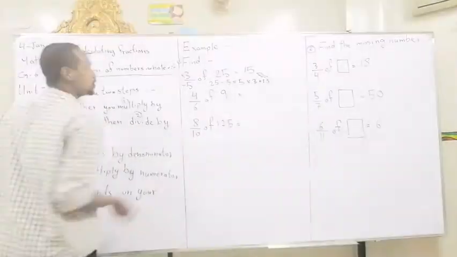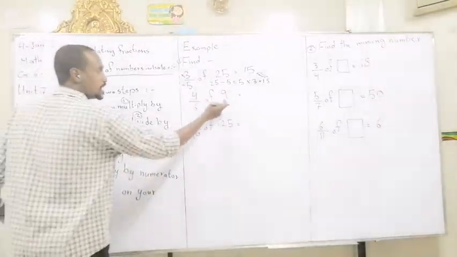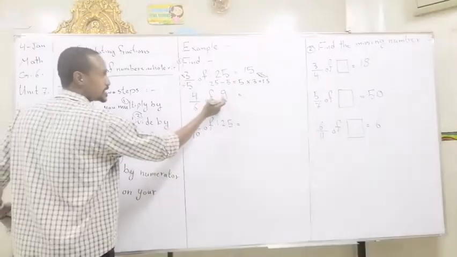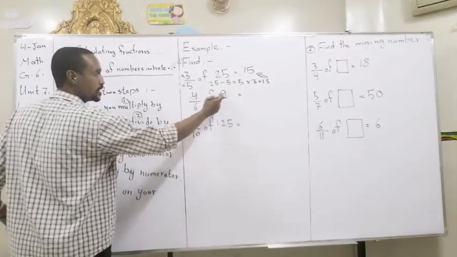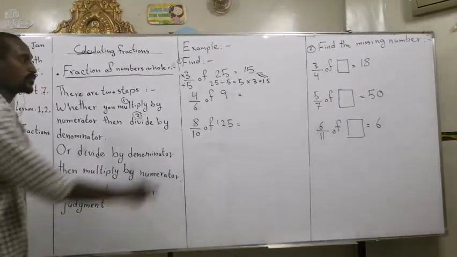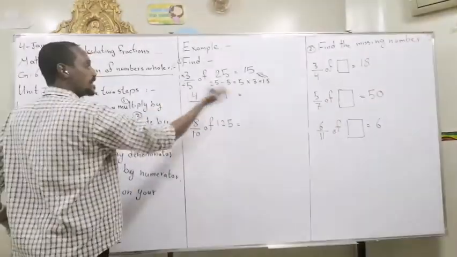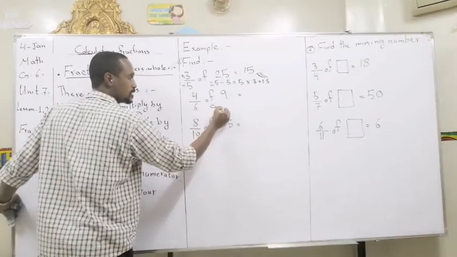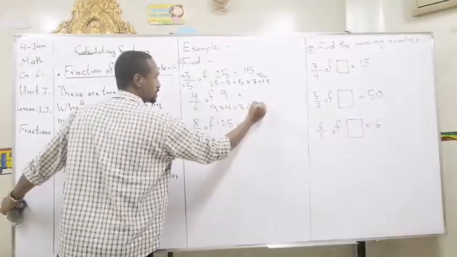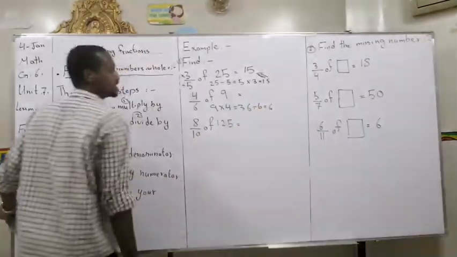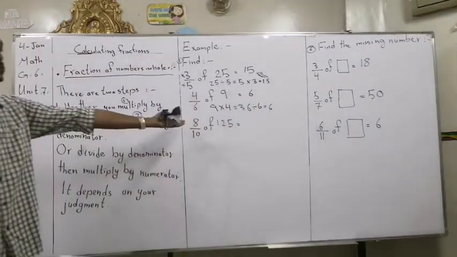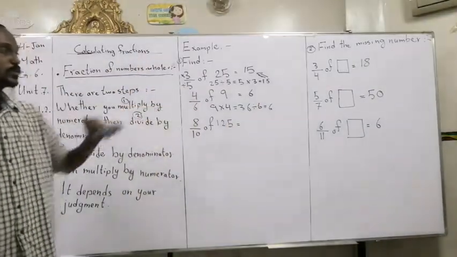Here, in the second example, let's see which one I do first. 9 divided by 6, or it's easier to do 9 times 4. Let's check this one. If I divide first, it will be 9 divided by 6 equals 1.5. 1.5 times 4 will take time. So if I multiply first, 9 times 4 equals 36. 36 divided by 6 equals 6. It's easier to do. So for me, I want to do multiplication. If you want to do division first, do it, never mind.